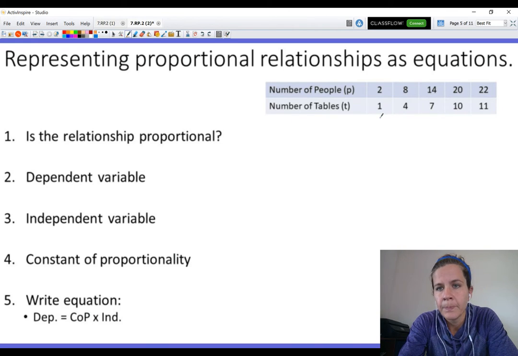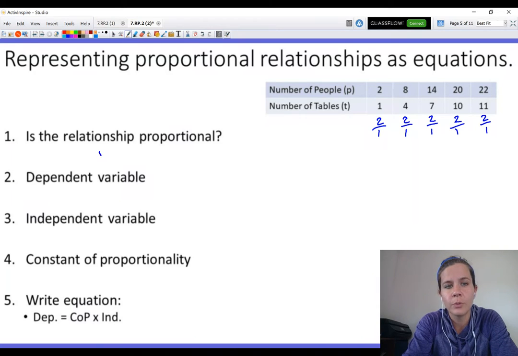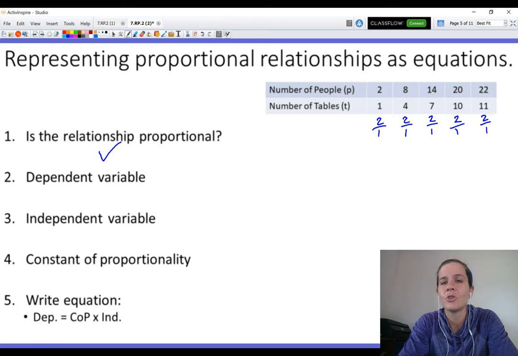So let's see if we can reduce all these to the same ratio. 2 to 1 does not reduce. It's still 2 to 1. Let's find a smaller equivalent ratio for 4 to 8. They both have a factor of 4. So when we divide, we get 2 to 1. 14 to 7 both have a factor of 7, and when we divide, we get 2 to 1. 20 to 10 both have a factor of 10, and when we divide, we get 2 to 1. 22 to 11 both have a factor of 11, and when we divide, we get 2 to 1. So is the relationship proportional? Absolutely, it's proportional. So we can write this equation.